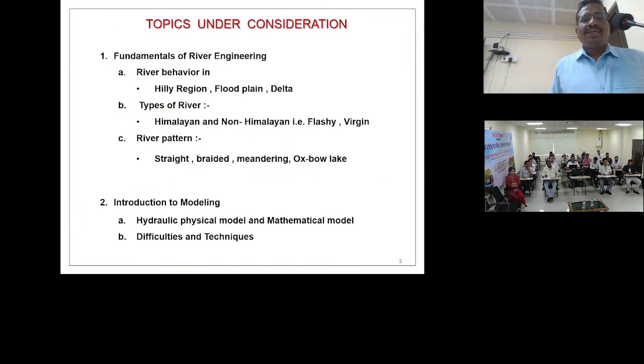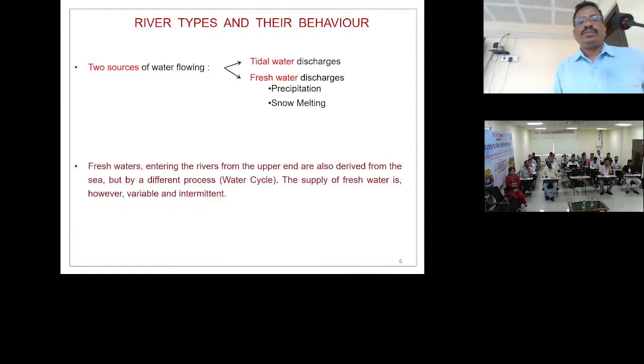The topics under consideration are fundamentals of river engineering. In river behavior, I just explained about the hilly region, floodplain, and delta. These are the three reaches. Then types of river: Himalayan and non-Himalayan rivers, flashy rivers and virgin rivers. And river patterns: straight pattern, braided pattern, meandering pattern, and oxbow lake pattern. And after that, introduction to modeling. So river types and their behavior we can discuss here.